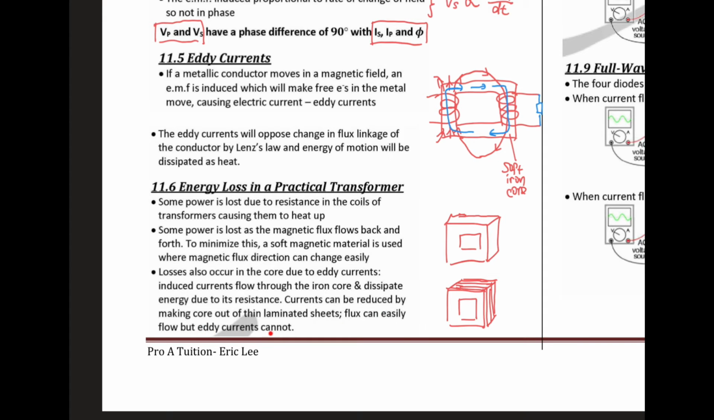Eddy currents cannot. That means we minimize the eddy current induced. So, let's move on.